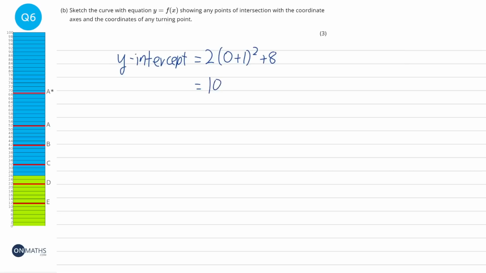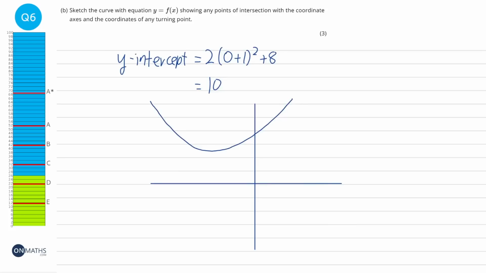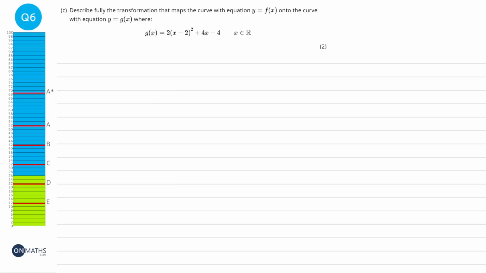So we're going to have to sketch our quadratic. Try our best. And we want a U shape with a minimum, and we just label on where these coordinates are going to be. So that's going to be left 1, up 8, looking at our answer to part A, and we know that the y-intercept is going to be at 10. So we notice that g of x isn't the same as f of x, but it does look similar.